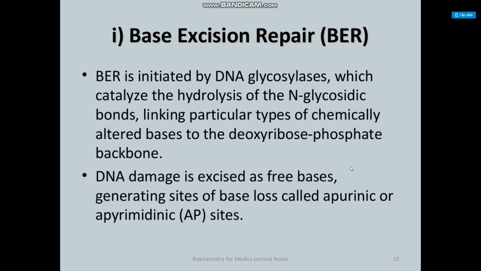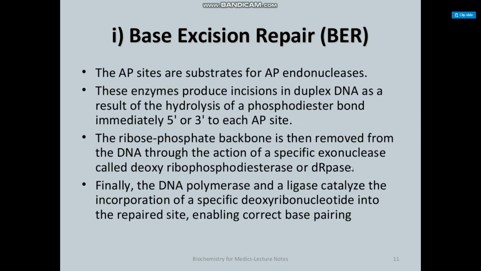First we discuss base excision repair, known as BER. It is initiated by DNA glycosylase, which catalyzes the hydrolysis of the N-glycosidic bond linking a particular type of chemically altered base to the deoxyribose phosphate backbone. So the damaged base is excised as a free base, generating sites of base loss called apurinic and apyrimidinic, or AP, sites. These AP sites are substrates for AP endonucleases.